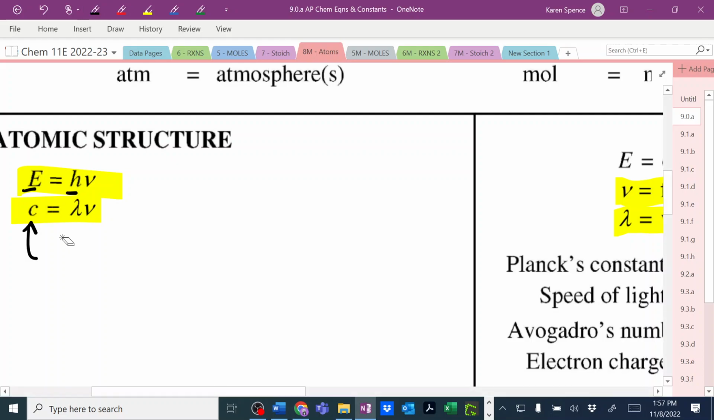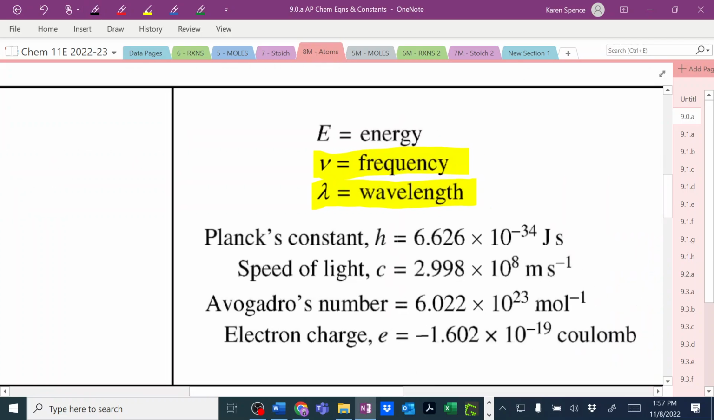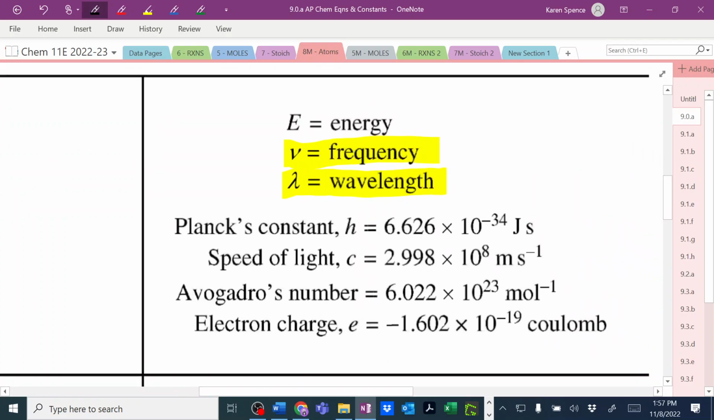C is the speed of light. Yes, and in fact, that is also over here, okay? C is the speed of light. H is Planck's constant. And the correction that we need to make is that this is supposed to be mole to the -1. So that's what they're going to give you.